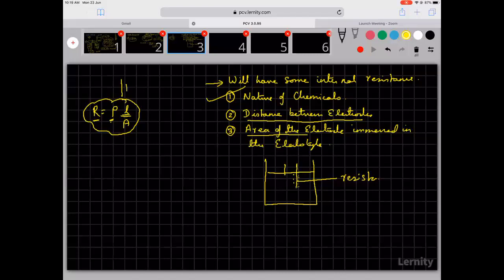Okay, but we are not talking about that. We are talking at a given temperature. These are the fundamental aspects on which resistance will depend on. Okay, now moral of the story: every battery, depending on the reaction which is taking place, has a potential difference.